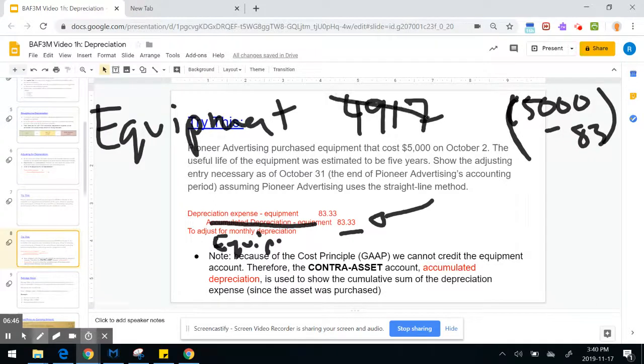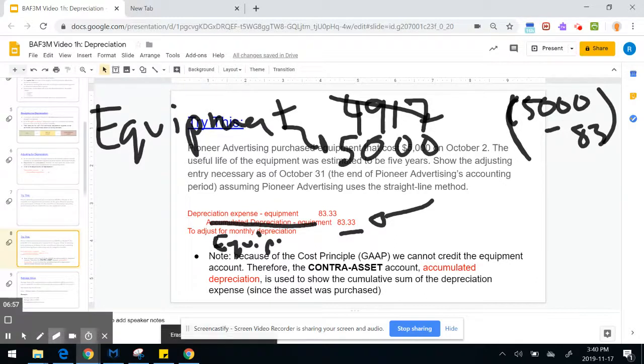The cost principle says you're not allowed to actually decrease the value of the equipment. The cost principle says this number has to stay at $5,000 forever because that was the initial cost when you bought it. So instead, we're creating a new contra account. It's really the second contra account you've seen in this course. The first one was HST recoverable. A contra account is sort of like a smaller account that we attach to an asset or liability account. And a contra account has the effect of decreasing the value of that main account. So for example, when we did HST recoverable, it is a contra liability because it was attached to HST payable.